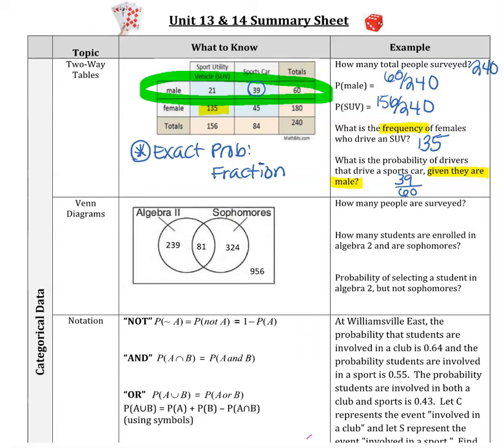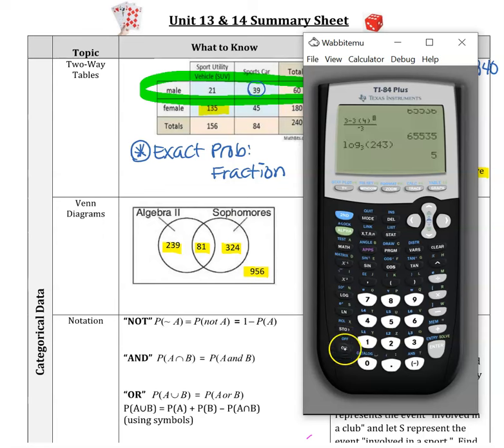Next is Venn diagrams. So I should be able to give you a Venn diagram and have you interpret how to read it. And you could even come up with a two-way table based on the Venn diagram if you're comfortable with that. So if I want to find out how many total people are surveyed, I am just going to add all these numbers together. So grab my calculator, 239 plus 81 plus 324 plus 956.